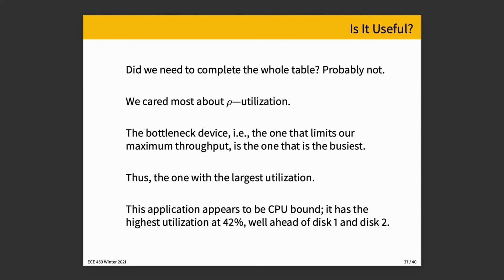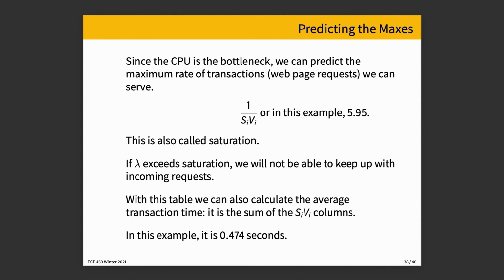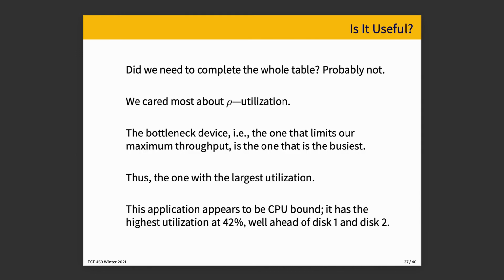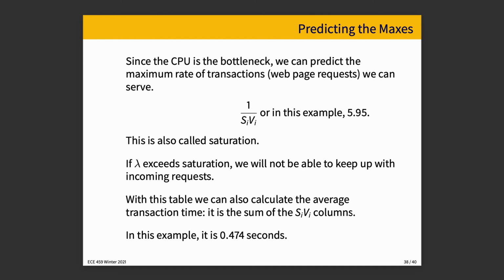We can use that to make a prediction. And our prediction will tell us what the maximum rate of transactions, web page requests, is, and it is going to be calculated as 1 over S_i V_i, i being the row in the table that is the limiting factor, and we know that's the CPU, so it's the second row there. And that means 5.95. That's the maximum rate of transactions that we could observe. So like our incoming rate is 2.5, and if lambda gets to 5.95 or more, we can't keep up with the incoming requests.